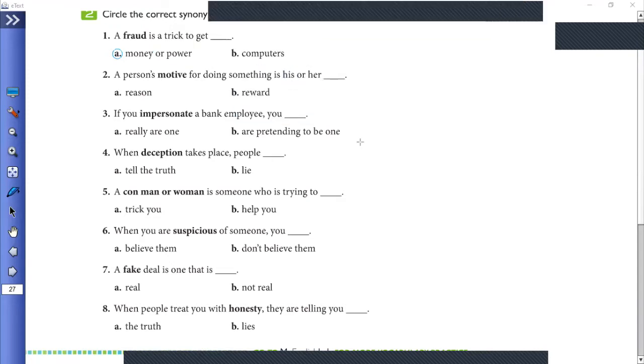Okay, we're gonna start with, now the first one is done for you. Fraud is a trick to get money or power. I'm gonna start with we know now. You can do number 2. Remember that when you do not respond, you are absent, even though you're in the meeting. Right. We know now.